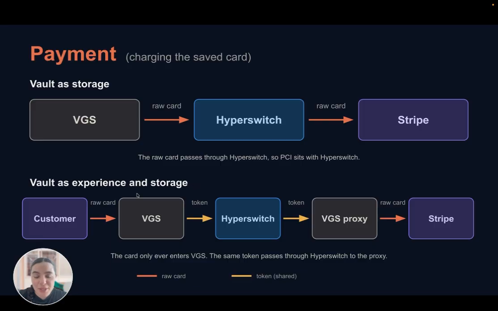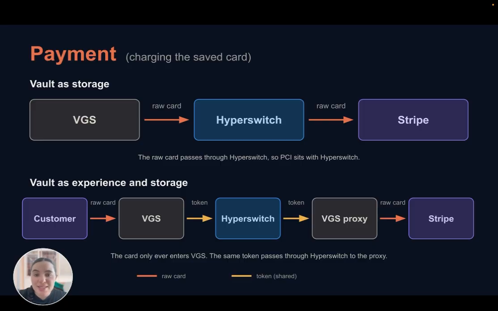In Vault as experience and storage, Hyperswitch builds the PSP request with the token and sends it through VGS's outbound forward proxy, which detokenizes the token into the real card on the way to the PSP. Same split as capture, the card passes through Hyperswitch in the first flow and never touches it in the second.